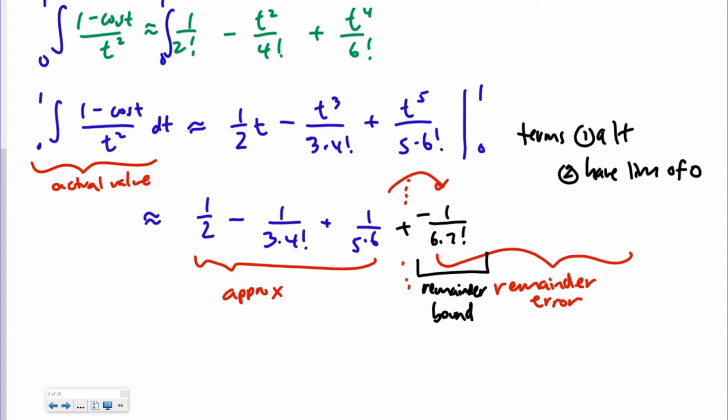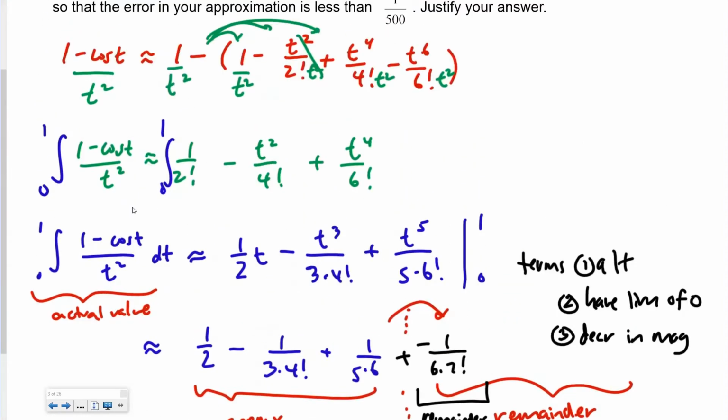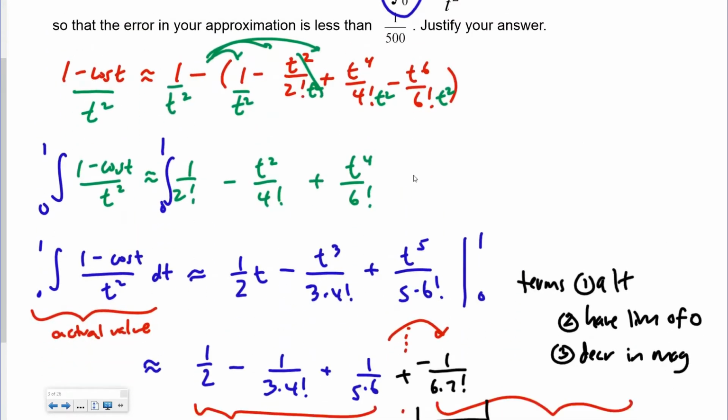Okay, and they do. And then third, the terms decrease in magnitude, and they do. Each number is less than the number before it. And if this is true, then that means my error is less than or equal to the absolute value of this number right here, so 6 times 7 factorial, and I have to show that that is less than or equal to 1 over 500.